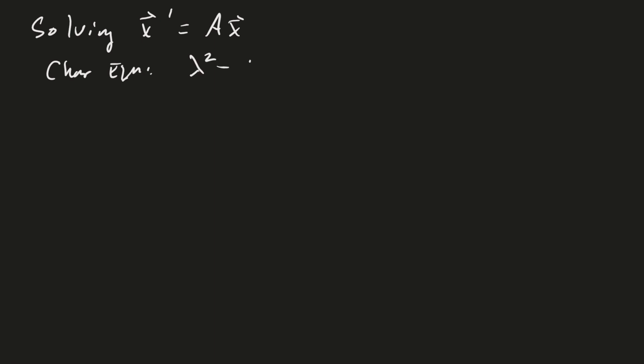We're going to be talking about something called Poincare classification, which is a way of classifying the origin as an equilibrium solution. And so let's see how we would do that. We're solving x prime equals Ax, which means that we have our characteristic equation, which is lambda squared minus the trace of A times lambda plus the determinant of A equals 0.